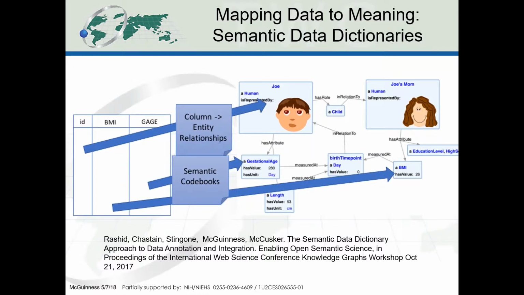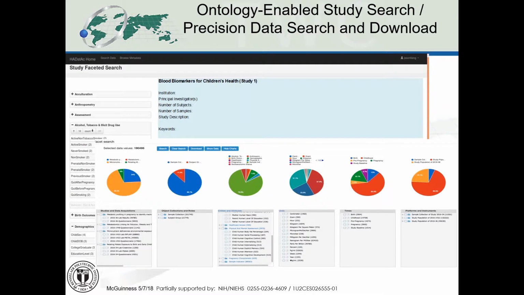This is my picture of a tiny little ontology. Here I got some kids and some moms and some properties of mom, like education level, BMI, etc. And we do this through semantic data dictionaries. So basically, we connect the terms to terms in the ontology so that we can pull the data together and make sense of it. And then ultimately, we create interfaces like this, a modified version of the CHEAR study, where I could do searches for studies that have particular properties, or I can look at the data itself.